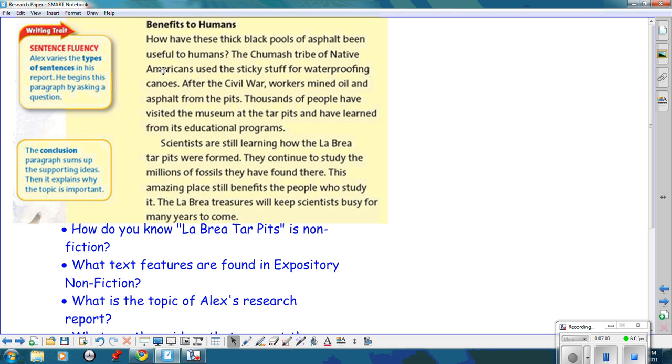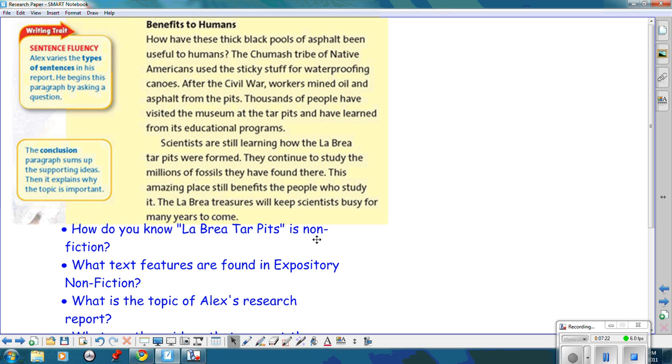So you can see here, if you pause and read this, you will be able to see the different types of sentences in the report. Again, this first sentence here and the last paragraph asks a question, which is a good way to spur the reader to want to read more. And again, the conclusion sums up the supporting ideas.